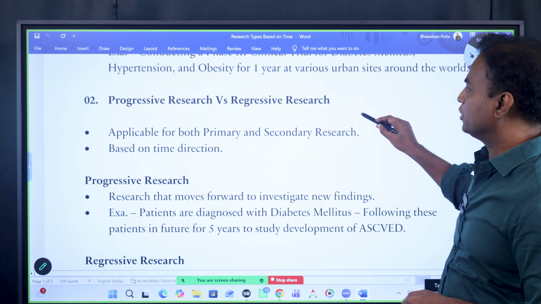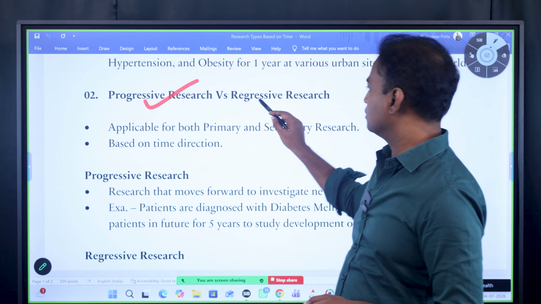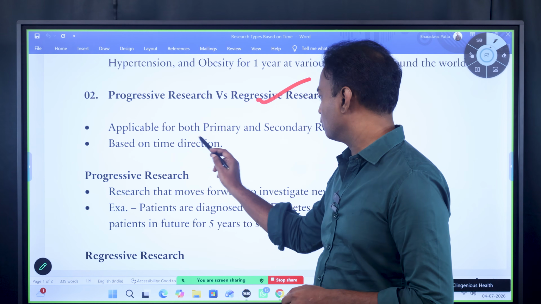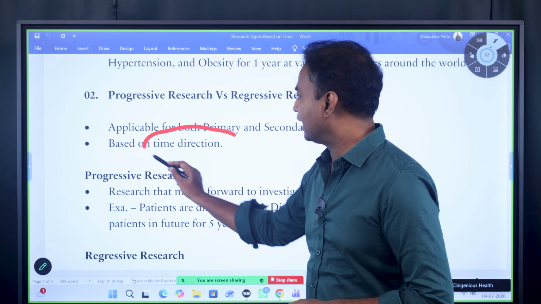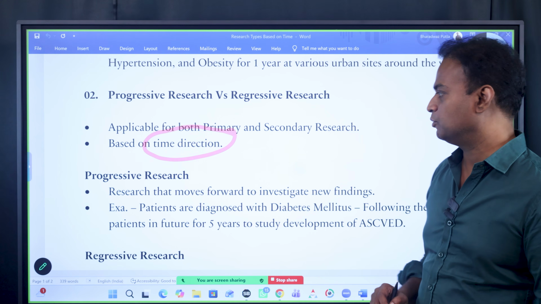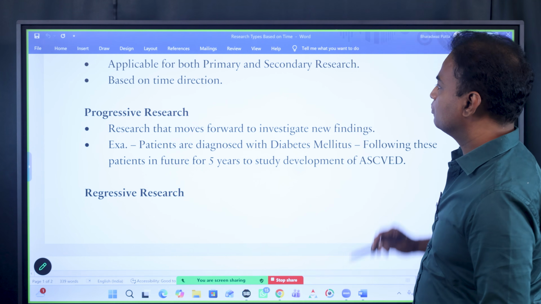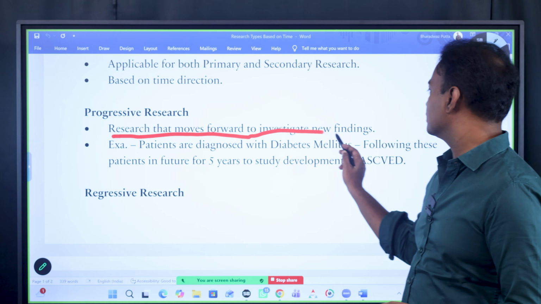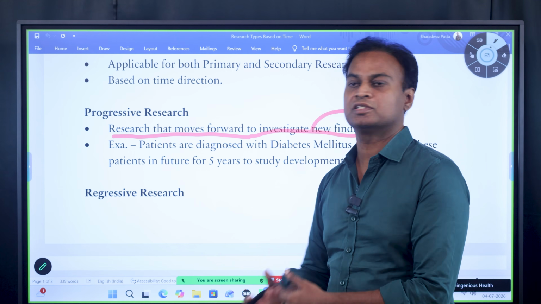Now we will check what is progressive research and what is regressive research. Progressive research and regressive research are applicable for both primary research and secondary research. It is based on the time direction, the direction in which time is moving. The first one is progressive research. In progressive research, the research moves forward to investigate new findings. So you are moving forward to investigate the new findings.